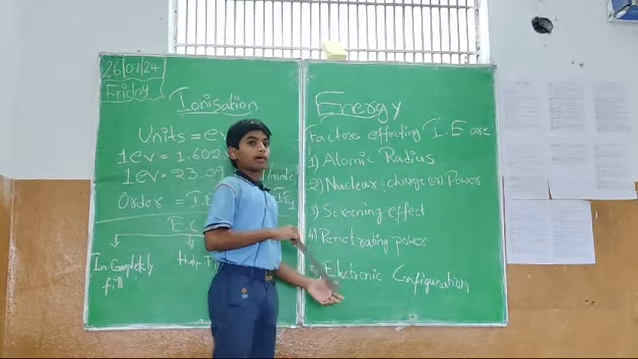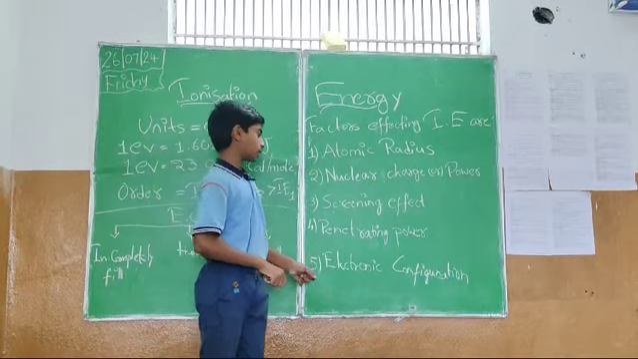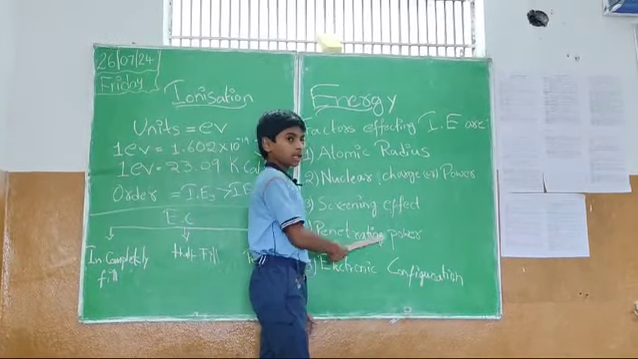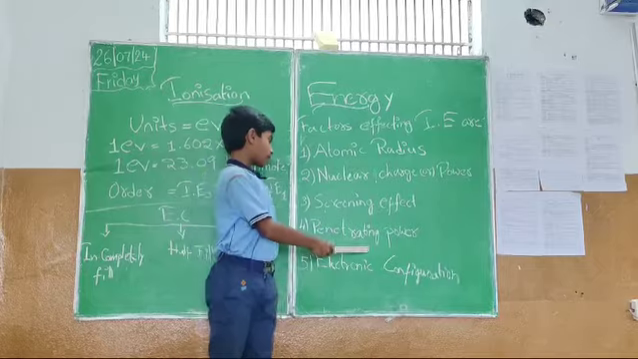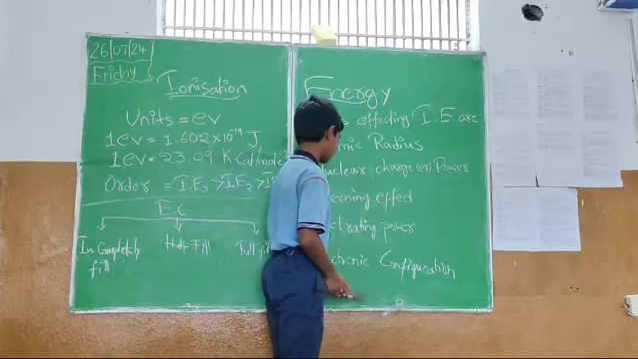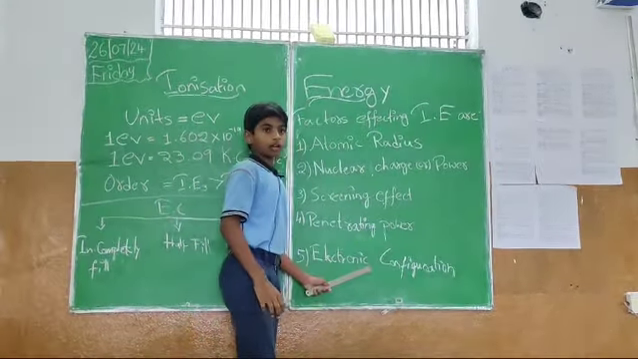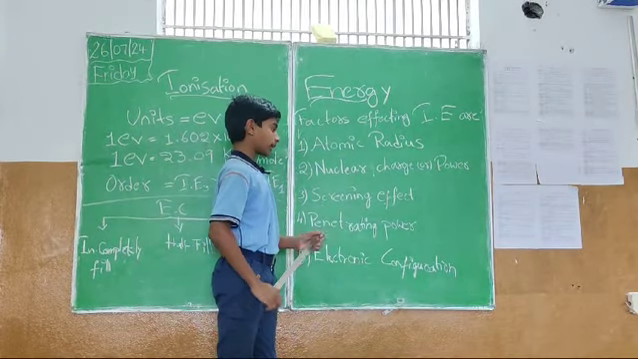Penetrating power is directly proportional to ionization energy. When penetrating power increases, ionization energy increases. When penetrating power decreases, ionization energy decreases. Electronic configuration is directly proportional to ionization energy.